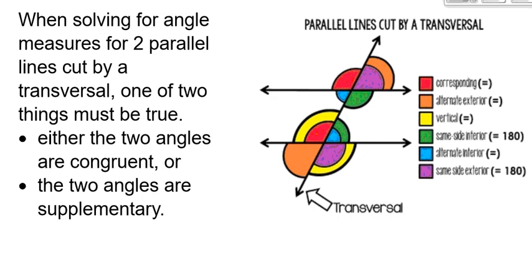All right, so when solving for angle measures for two parallel lines cut by a transversal, one of two things must be true. Either the angles are going to be congruent to each other, or the two angles are going to be supplementary. In other words, they're going to add up to 180 degrees. So you only have two options here.